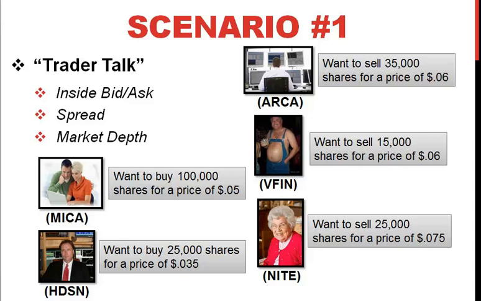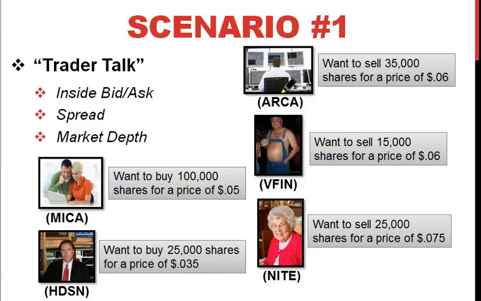So we have the young couple over here using MICA. They want to buy 100,000 shares of a stock for 5 cents. That's what they're determining. They're looking at their screen. I think we can put this in our 401k, and it's going to do a great job for us. So they want to buy 100,000 at 5 cents. Our mutual fund guy down here, he wants to buy 25,000 shares of that same company at 0.035, and he wants 25,000 shares. All right.